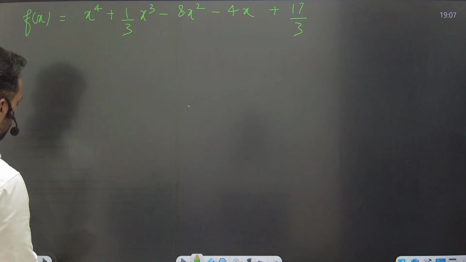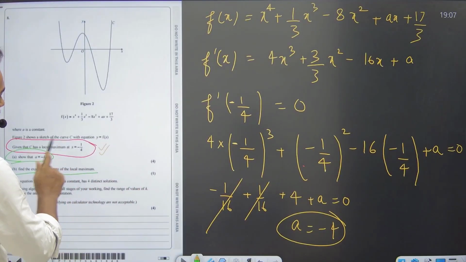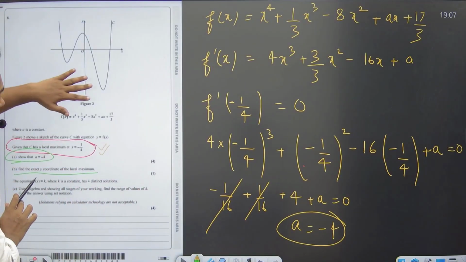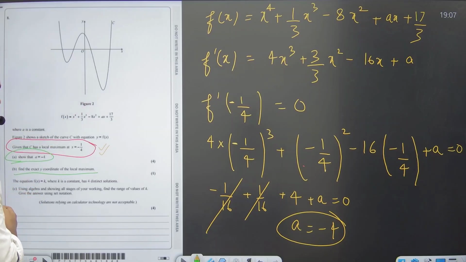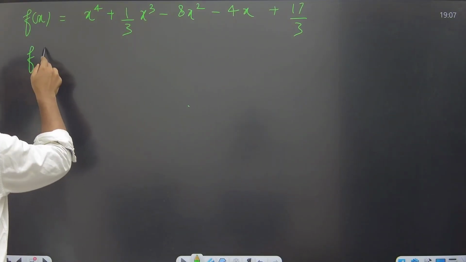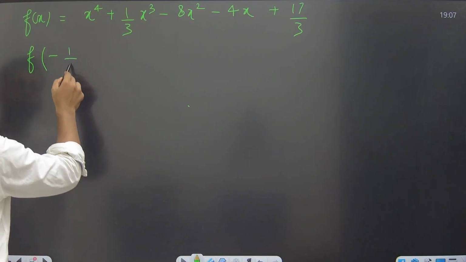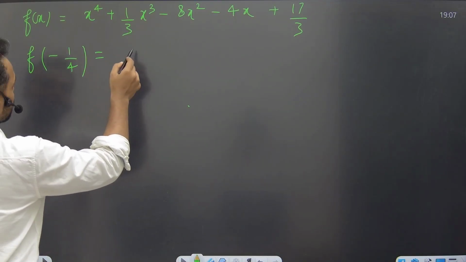Just need to plug in the value of x equals negative 1 by 4 into the original function. So we'll get the exact coordinate of y at the local maximum point. So what will you get? You will get f of negative 1 by 4. We are plugging in the value x equals negative 1 by 4.